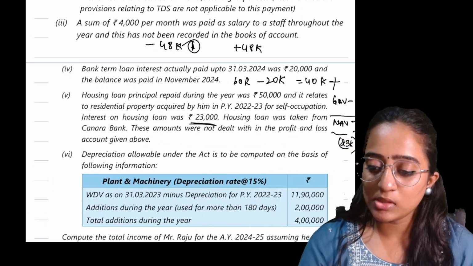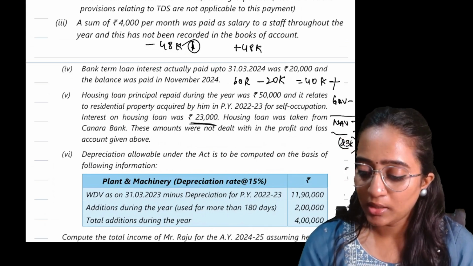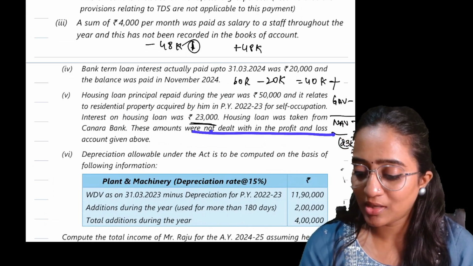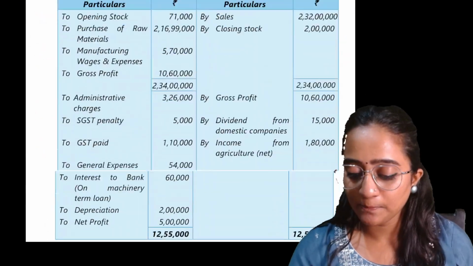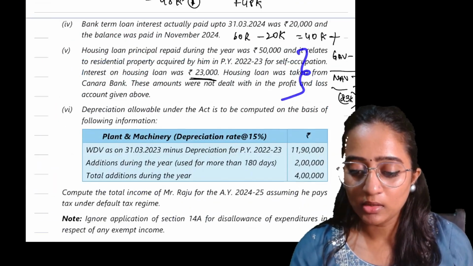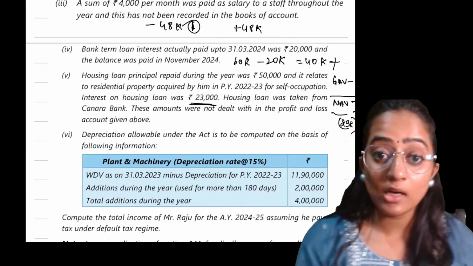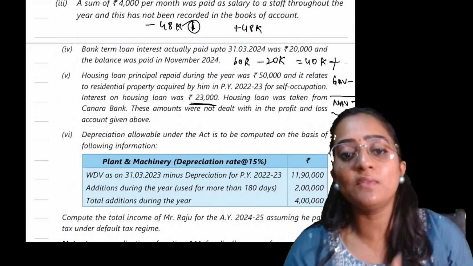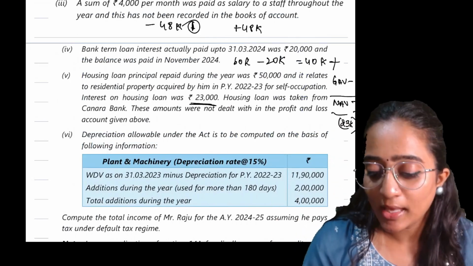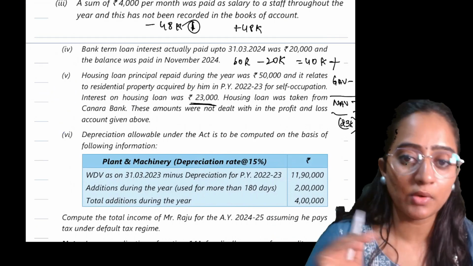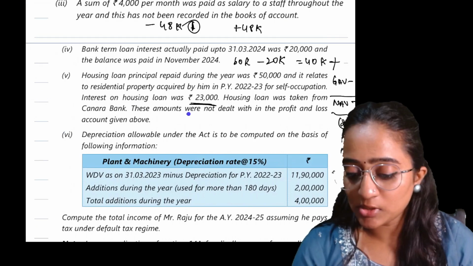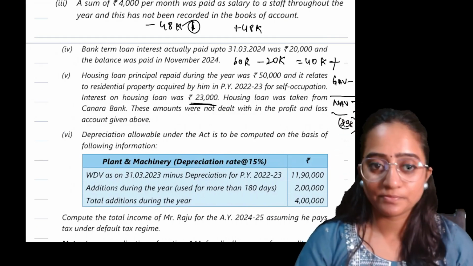Clear? And the housing loan interest, housing loan taken from Canara Bank, these amounts were not dealt with in the P&L account given below. So we have to consider this amount separately. Everyone? Clear? If they had been considered, we would give the effect in PGBP, and then give the effect in income from house property. As this information is not given in PGBP, we are going to give the direct effect in income from house property. Where it has been stated, it has been stated in the question only.